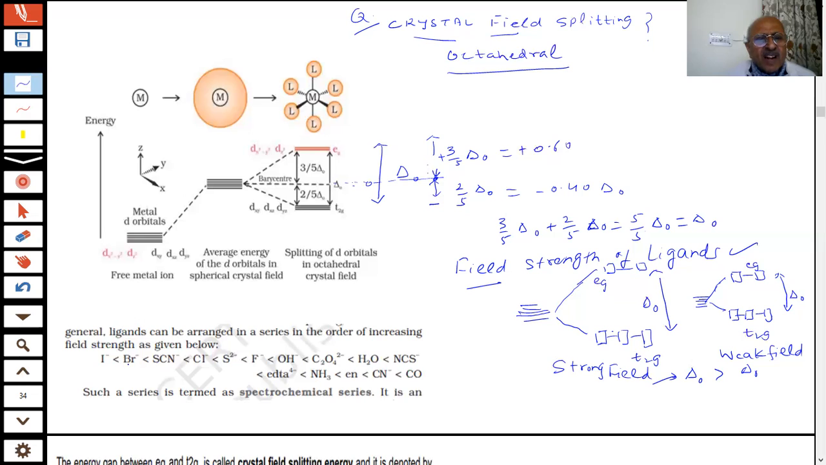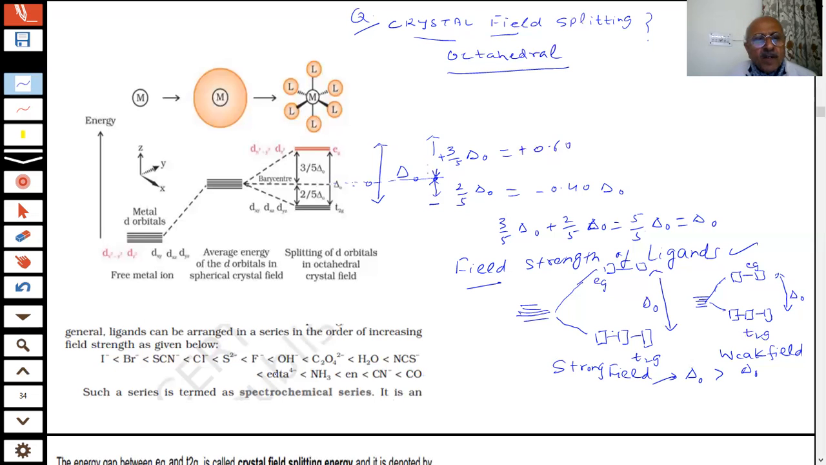Halogens are coming lower, and OH minus. But carbon, CN, EN, carbon and nitrogen, you can see carbon monoxide is on the top. That means it has a very high field. When carbon monoxide is there, the splitting energy will be very high. Crystal field splitting will be very large when strong ligands are there.